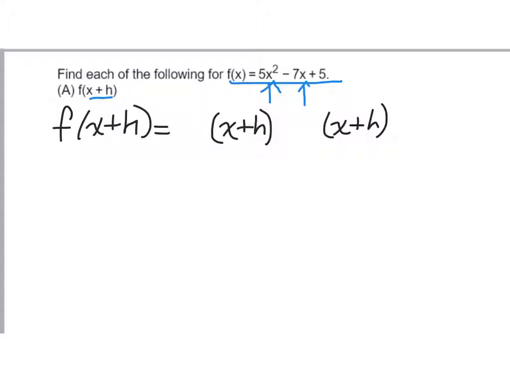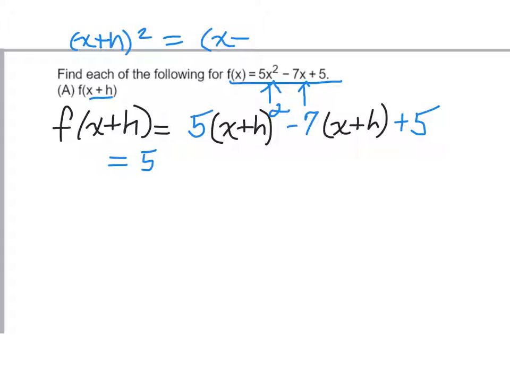So f of x plus h is equal to 5 times x plus h squared minus 7 times x plus h plus 5. So then f of x plus h is equal to 5, and the quantity x plus h squared. I want you to keep in mind that x plus h squared is equal to x plus h times x plus h.